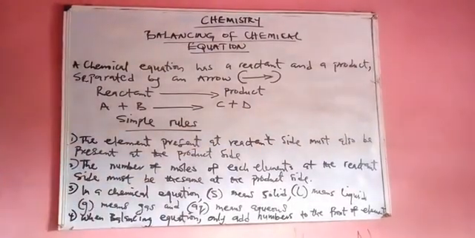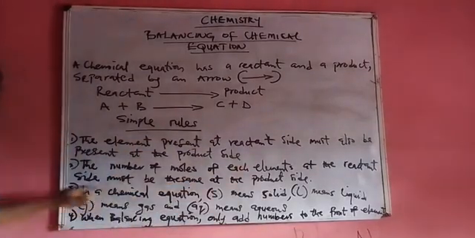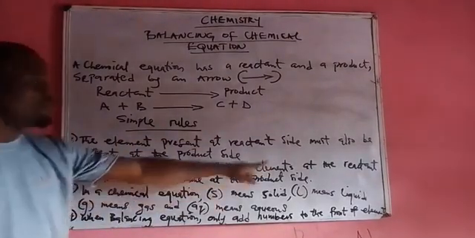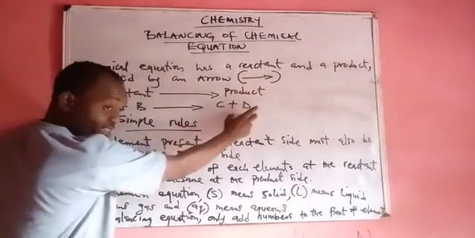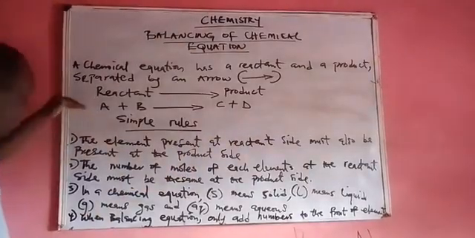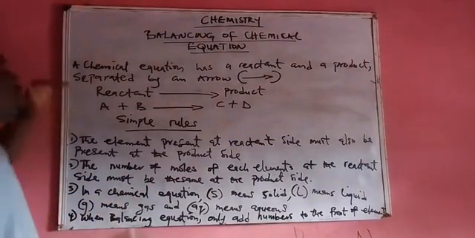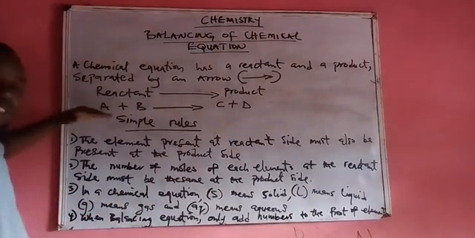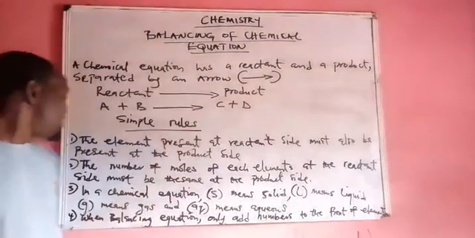That's the first rule. Now, the number of moles of each element at the reactant side must be the same at the product side. If hydrogen is 1 here, hydrogen must be 1 here. If oxygen is 10 here, oxygen must be 10 here. So that's what it means: the number of moles of each of the elements at the reactant side must also be the same at the product side.